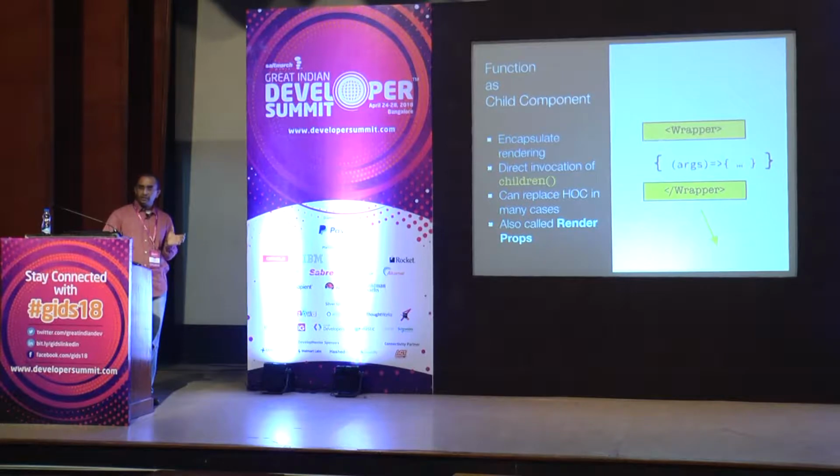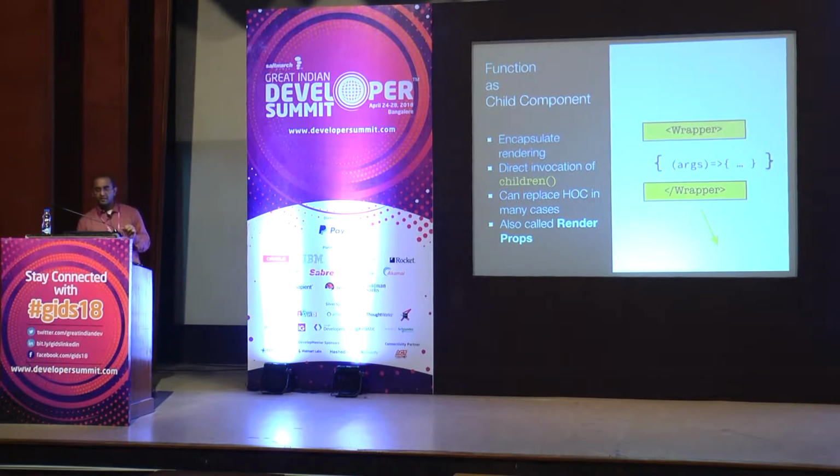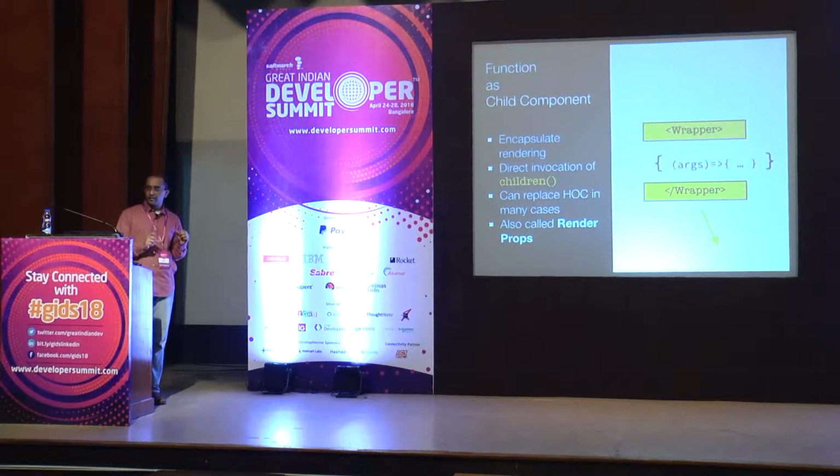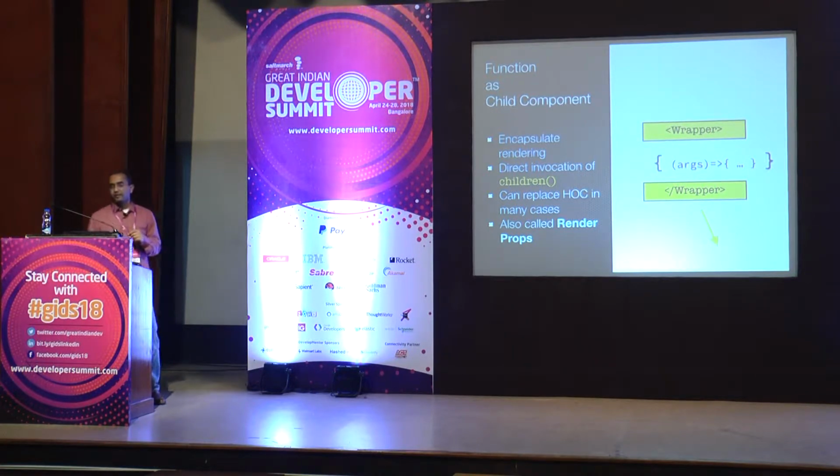Now, a different way of looking at higher order components, or the producer-consumer relationship, is in the form of function as child. Now, it's a little known fact that the children of a React component can literally be anything. It doesn't have to be the component itself. It can be a function, an object, a string, anything. So if you use a function as the children of your React component, you suddenly have the power of actually passing in a function into a React component. And that's what function as a child component is really all about.